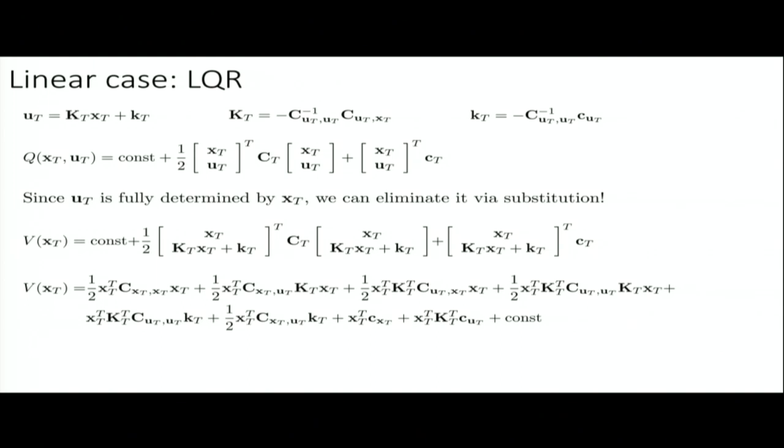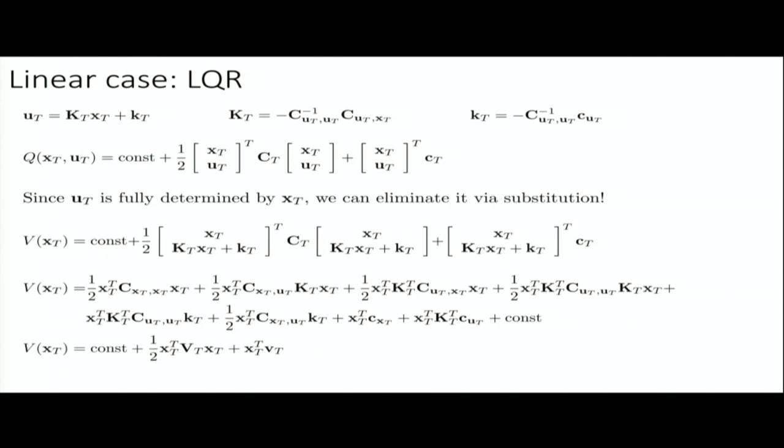So even though there's a lot of terms, they all can be grouped into two categories: terms that are quadratic in x and terms that are linear in x. So all I have to do is collect all the quadratic terms, collect all the linear terms, and put the constant terms in the garbage. And then I get an equation for v of x that looks very clean, very simple.